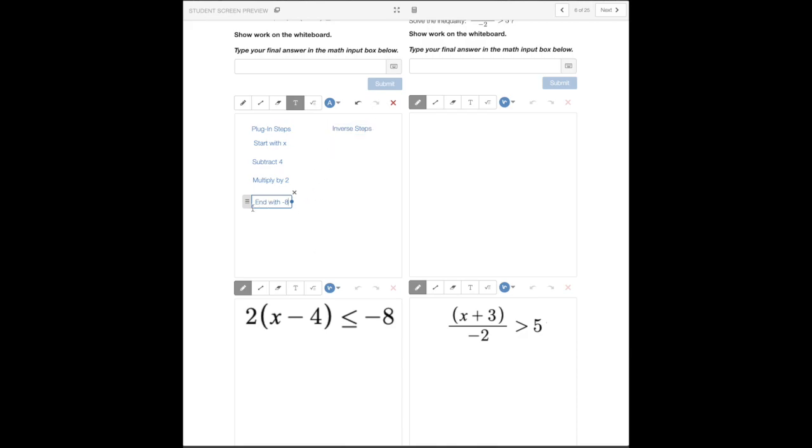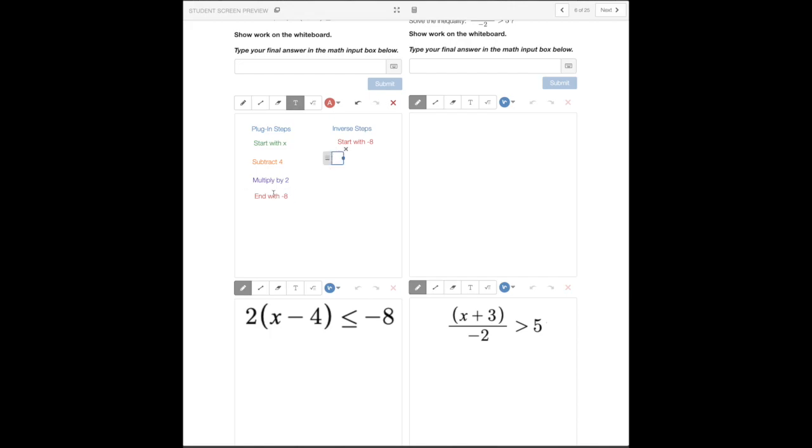So now my inverse steps, I must undo this one first. Actually, let me change colors here. Let's color code. So the first thing you have to undo is this, end with negative 8. To undo that, what is the opposite of end? Well, it's start with. So I'm going to start with negative 8.